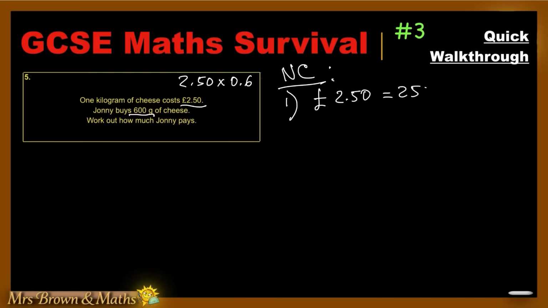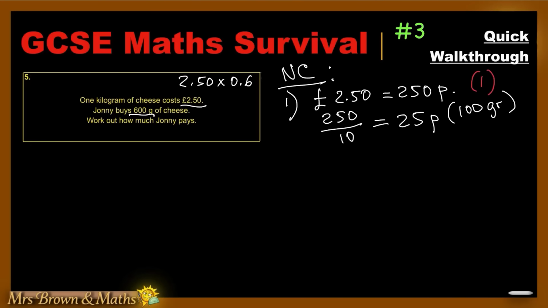Question 5. 1 kilo of cheese costs 2 pounds 50p. Johnny buys 600 grams. If it is a calculator paper, just 250 times 0.6. We are dealing with a non-calculator paper. It is 2 exam marks, 2 steps. First step, work out how much 100 grams would cost. So 250, which is 250p, divided by 10. So we get 25p per 100 grams.